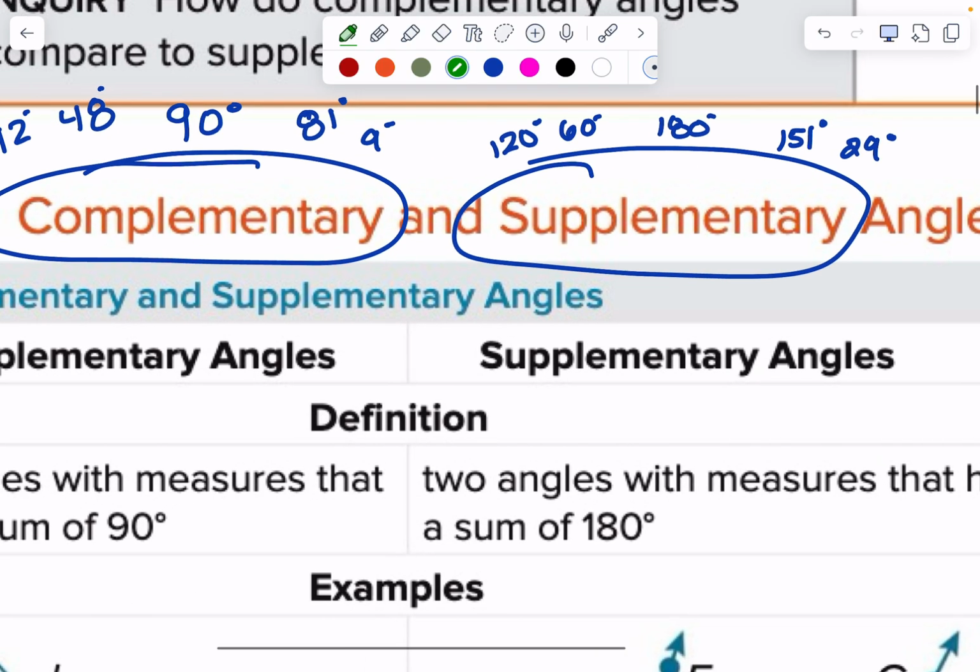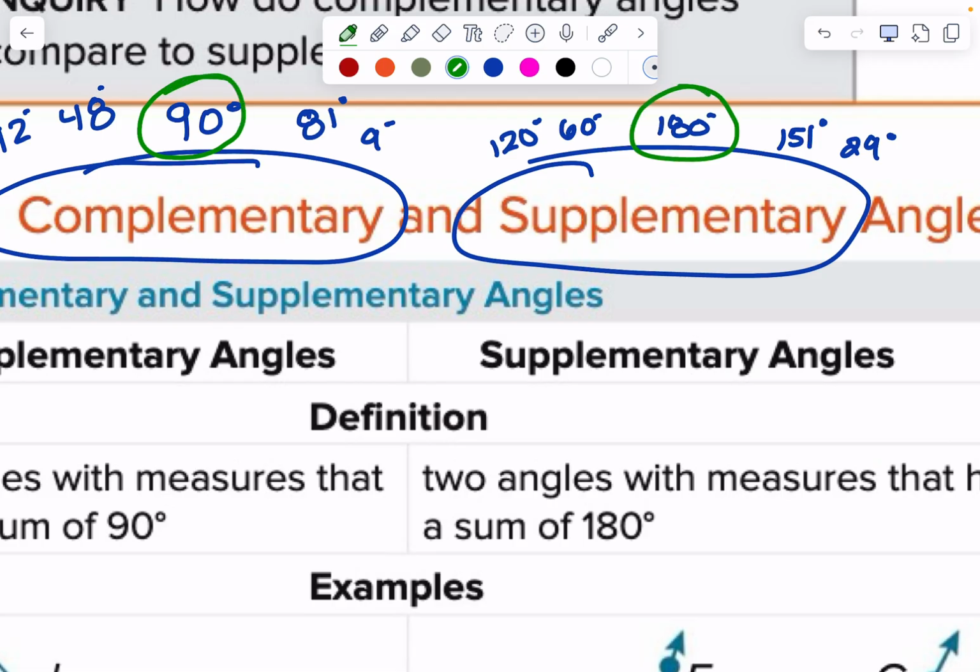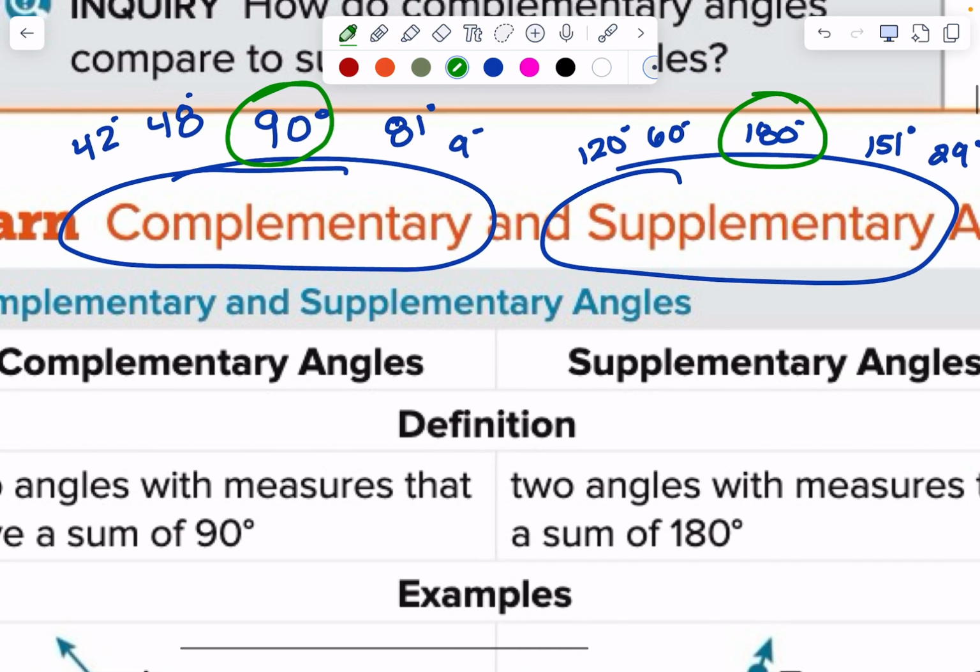How do you keep them straight? How do you remember which one is 90 and which one is 180? You want to know how I know? I do it really stupid. 90 comes before 180 numerically, and C comes before S in the alphabet. Yeah, seriously, that's so dumb, but that's how I do it, right? Complementary comes first before supplementary in the alphabet, so 90 comes first. 90 is complementary, supplementary is 180.